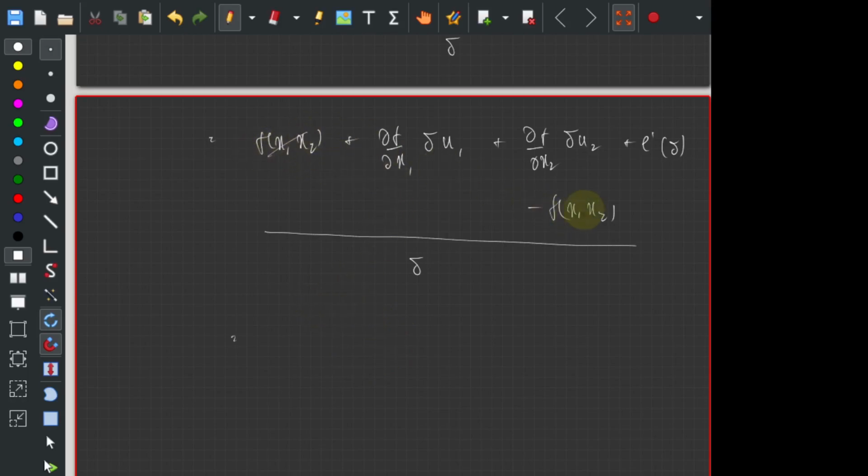But these two cancel and therefore I get dou f by dou x1 u1 plus dou f by dou x2 u2.